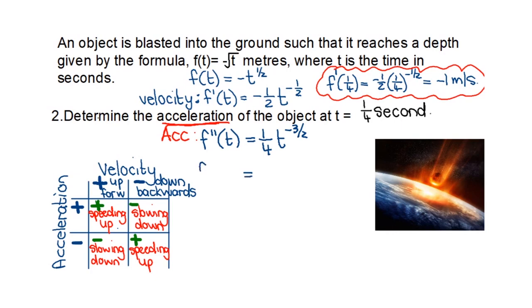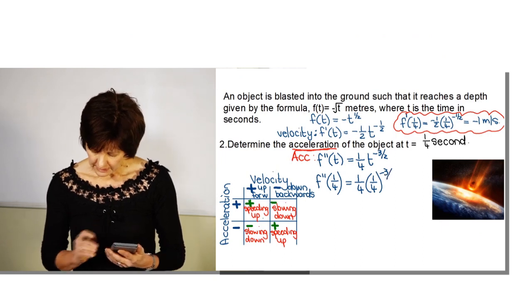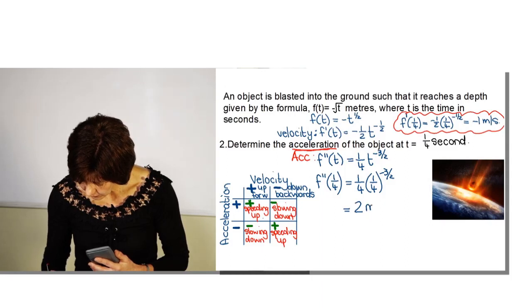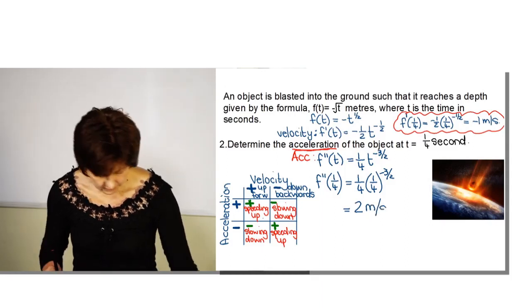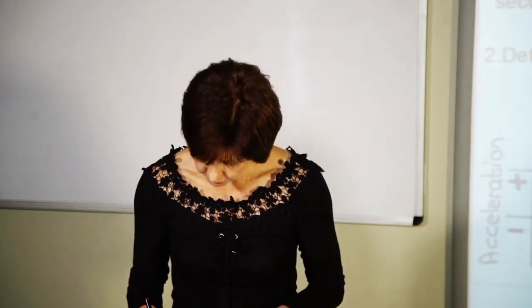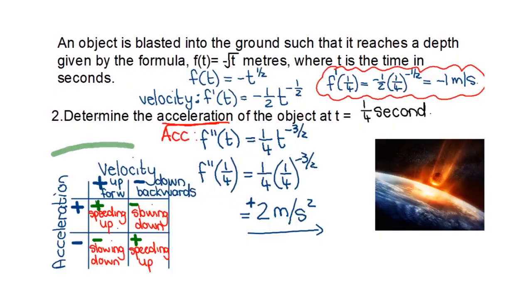But they want to know what is the acceleration after a quarter of a second. So I have to replace the t with a quarter. And if I replace it with a quarter to the power negative 3/2, you'll have to take your calculator and actually calculate that value. And if you calculate it, you are going to get 2 meters per square second. Okay, let's quickly talk about the interpretation of this answer of acceleration.